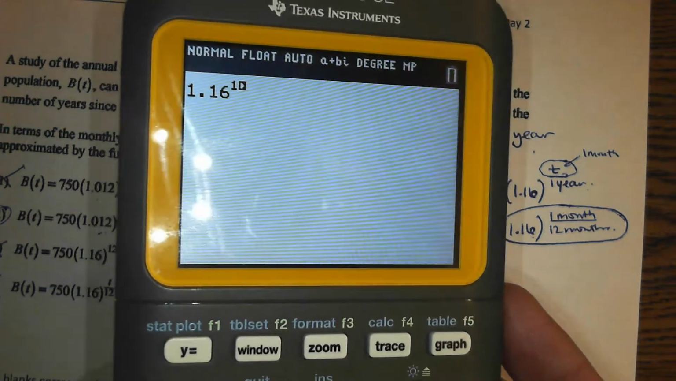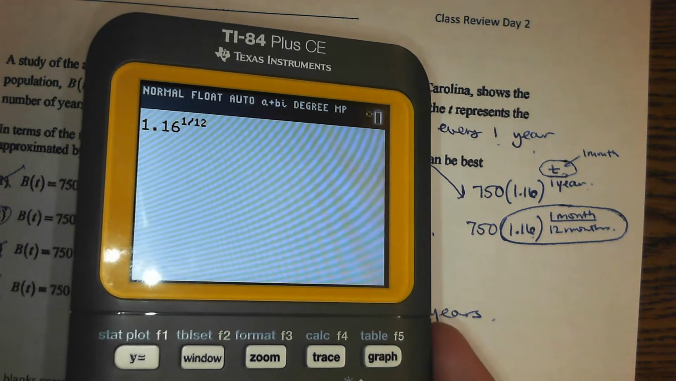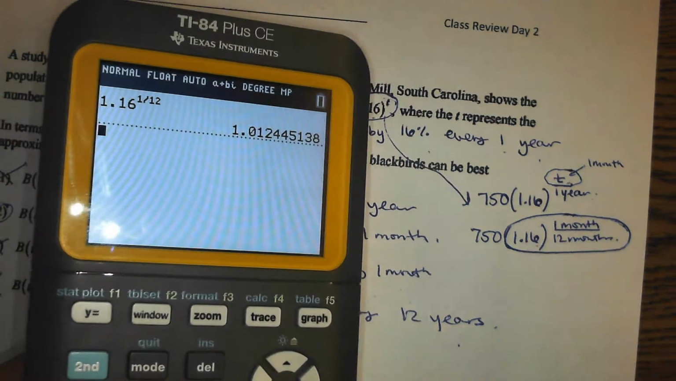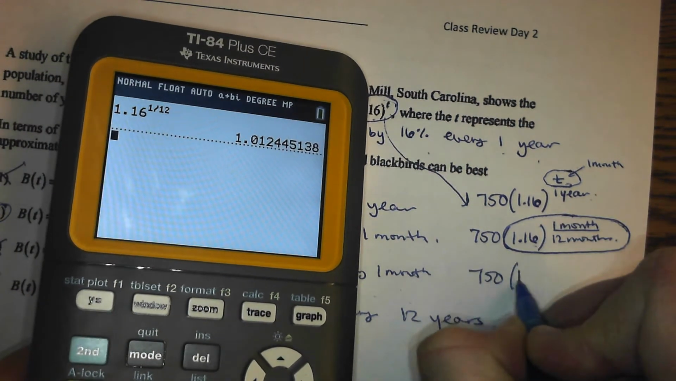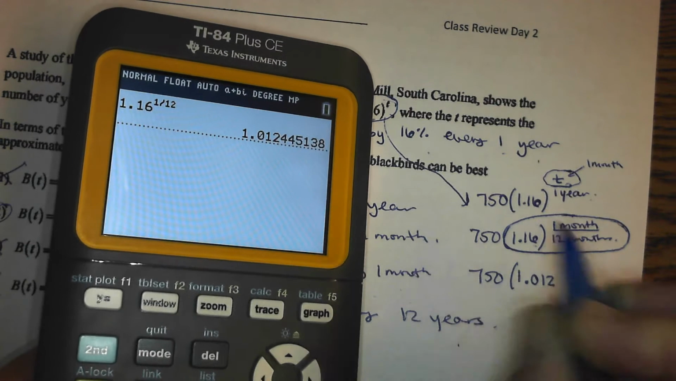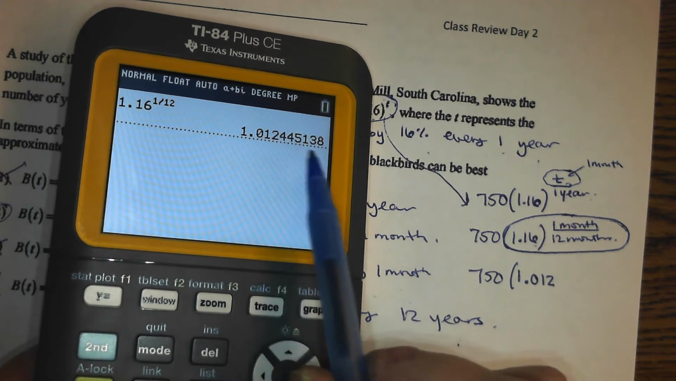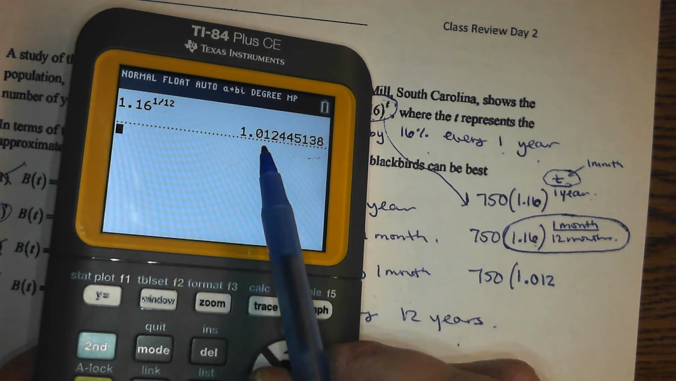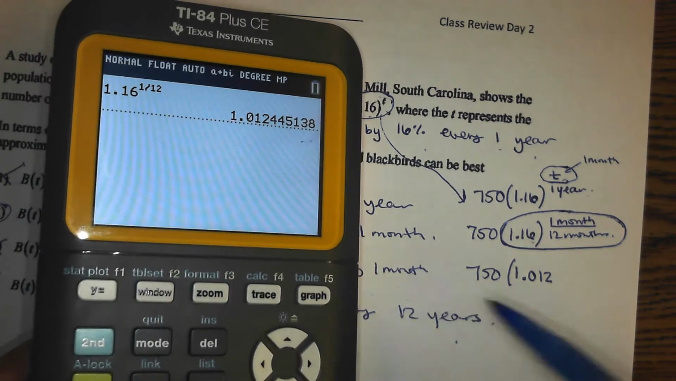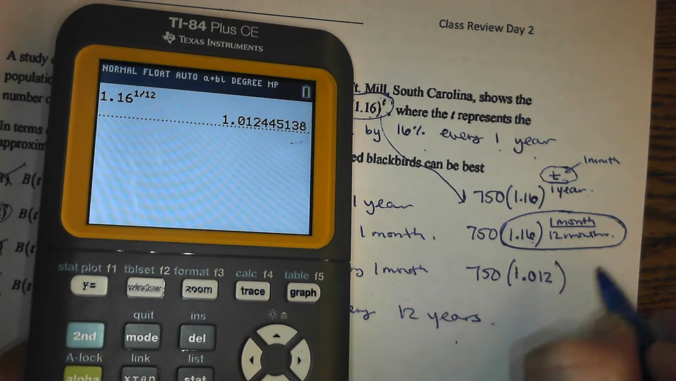And then if I just want to change this to a monthly rate, I would just do 1.16 to the 1/12th power. And it will give me a new base of 1.012. Do you see how they chopped off some of the things? It's technically 1.0124451, but they chopped off some of it.